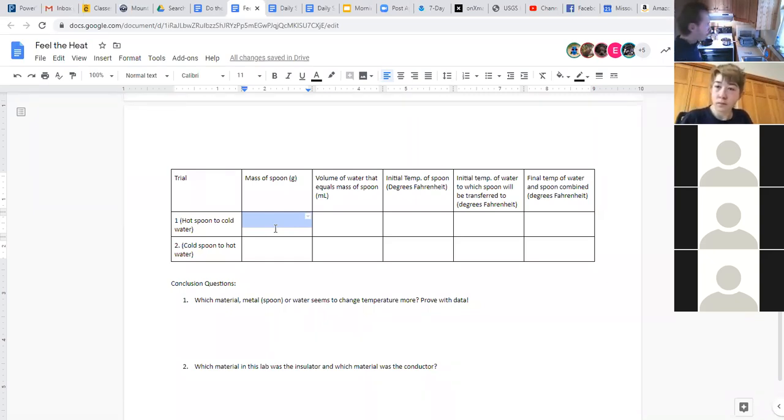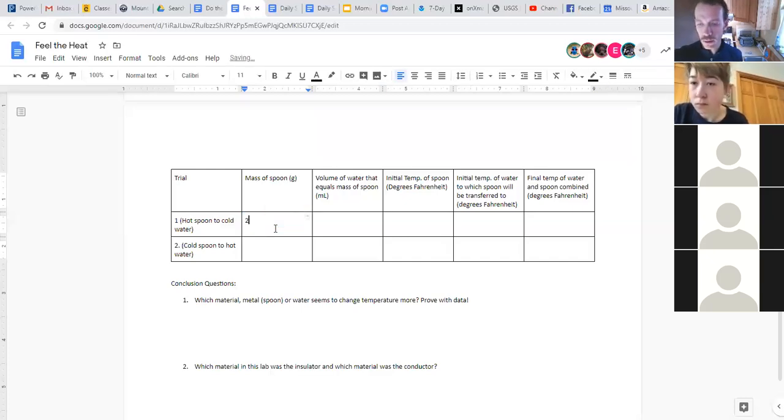Okay, so trial one, we're going to put a hot spoon into some cold water. So I've got 3 identical spoons. They all have a mass of 28.6 grams. So that's not a variable for us. All of the spoons that I use are identical, 28.6 grams.